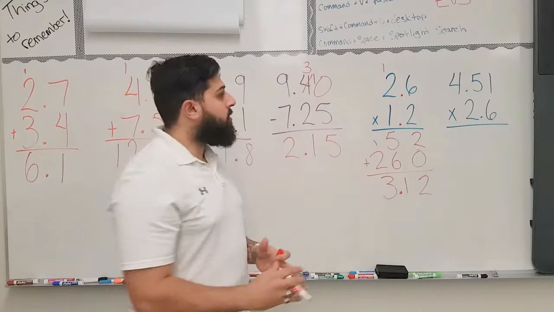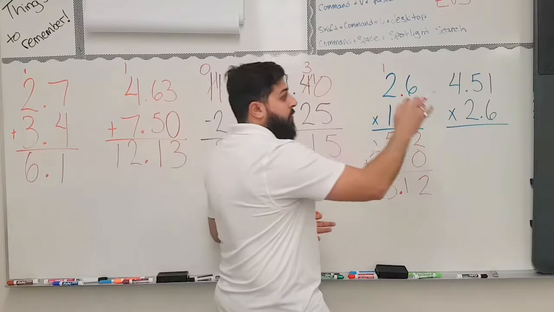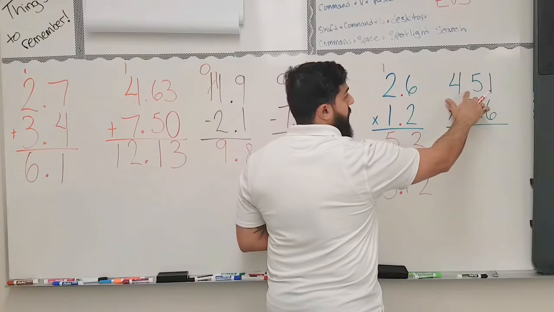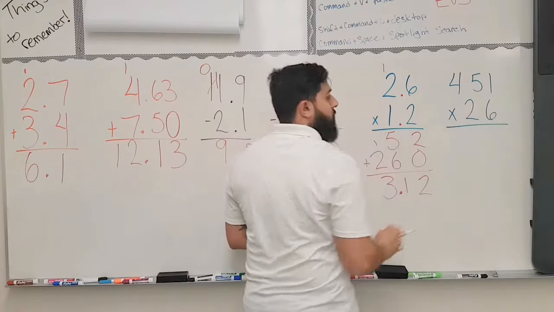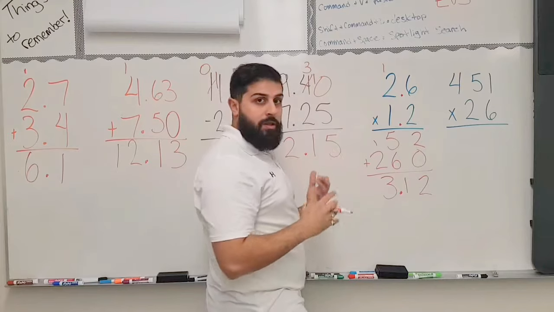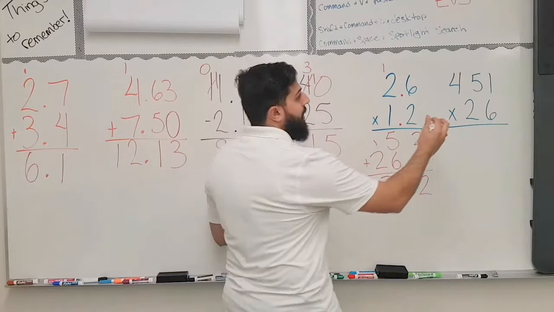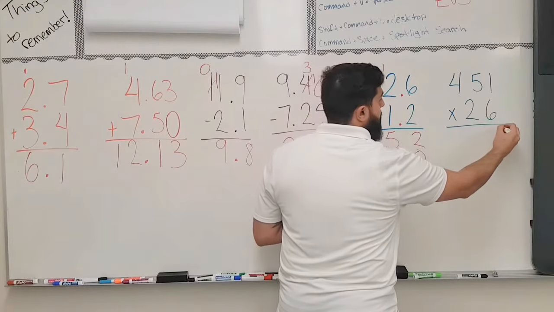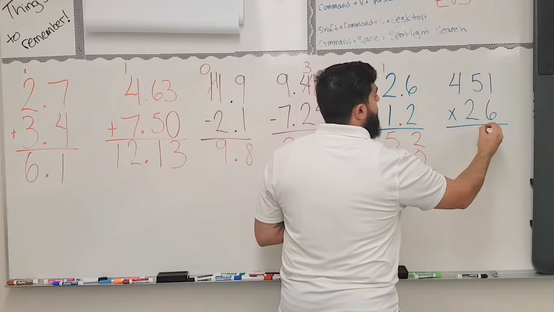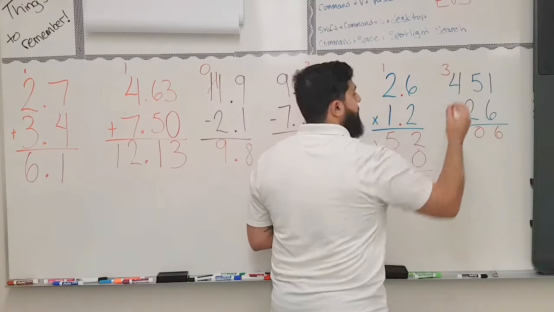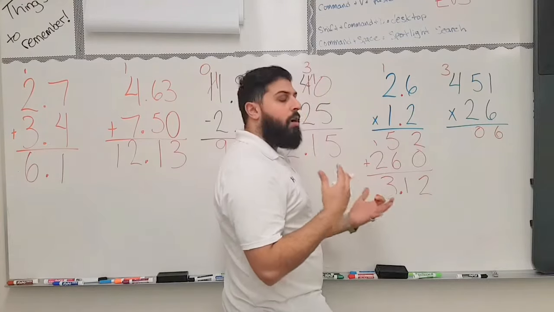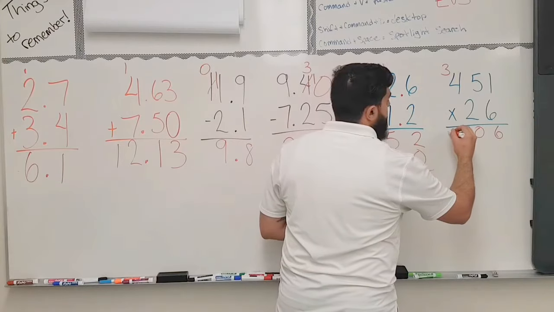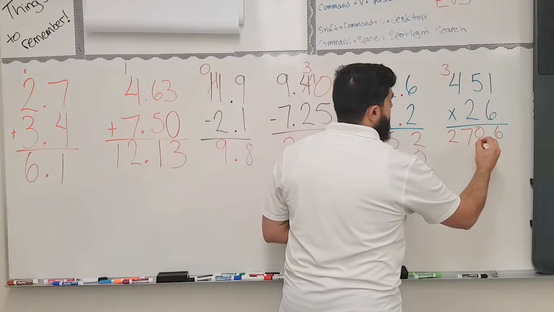Last one to try it out. Same thing we're going to do. We're going to ignore the decimals for now. All right. Now it's a 3-digit multiplying 2-digit. 6 times 1 is 6. 6 times 5 is 30. 6 times 4 is 24. Plus 3, that gives us a magic number of 27.